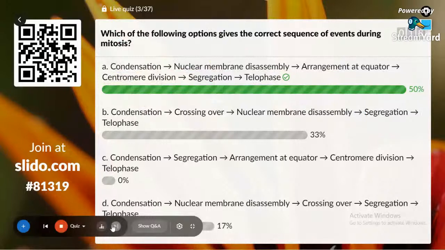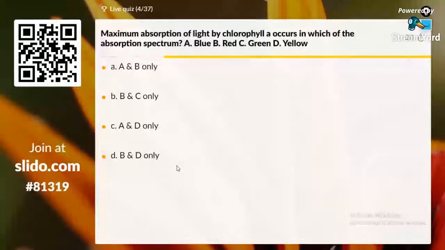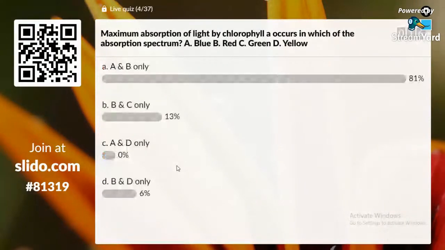Very easy question from the chapter photosynthesis. Maximum absorption of light by chlorophyll occurs in which of the following absorption spectrum? Option A, red and blue only; option B, red and green only; option C, blue and yellow only; option D, red and yellow only.